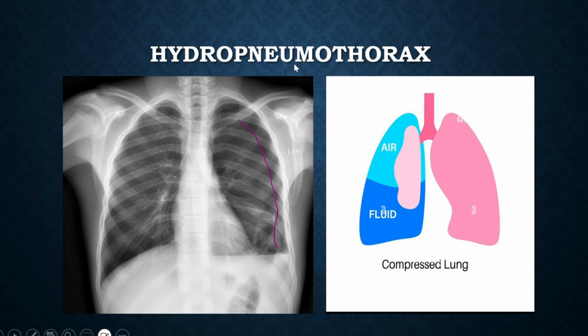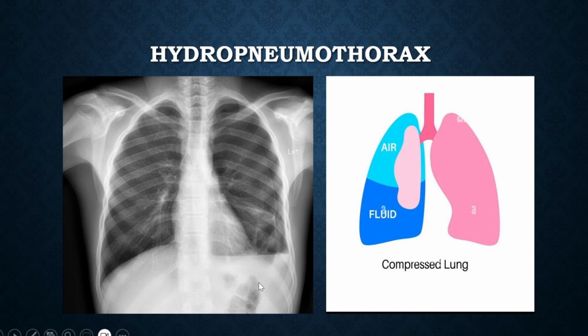Now another condition is the hydropneumothorax. If both air and fluid are present within the pleural space, it is called hydropneumothorax. This thin line is the visceral pleura indicating that this is the collapsed lung, and this area is the pneumothorax or air, and this straight line denotes the air and fluid interface.